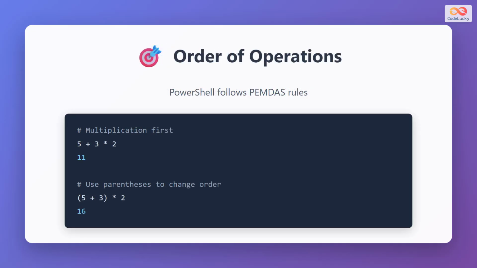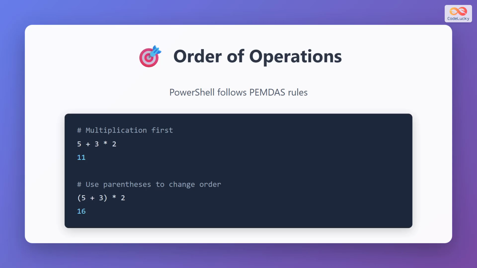PowerShell follows the standard mathematical order of operations, also known as PEMDAS: parentheses, exponents, multiplication, division, addition, and subtraction. In the first example, 5 plus 3 times 2, PowerShell performs the multiplication first. 3 times 2 equals 6, then adds 5, resulting in 11.